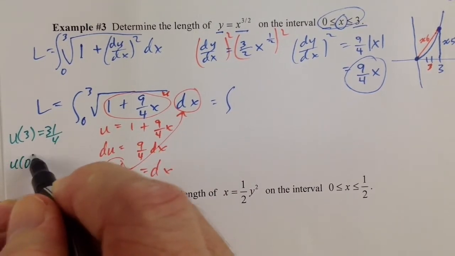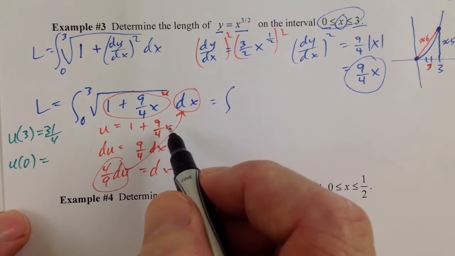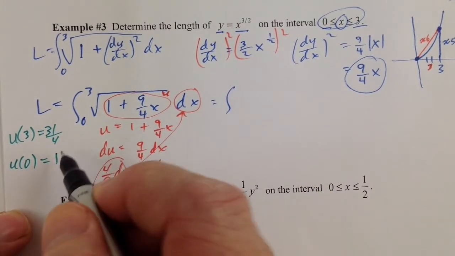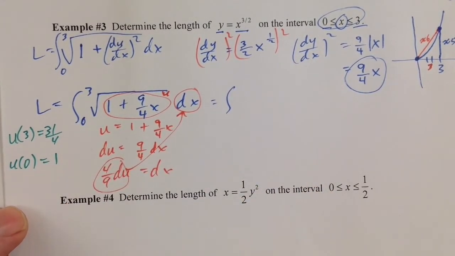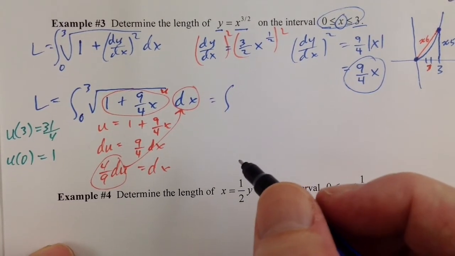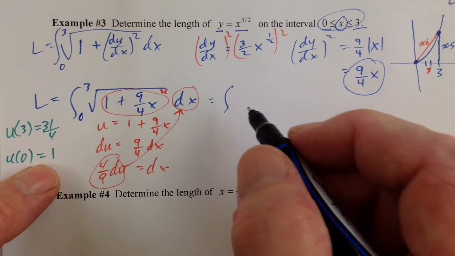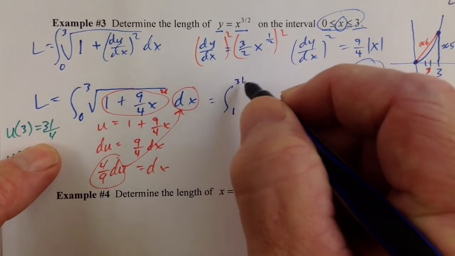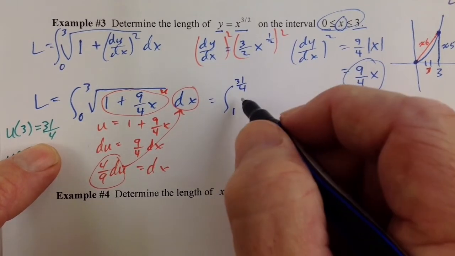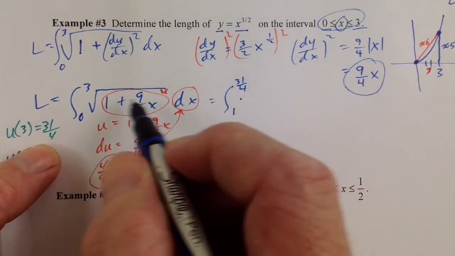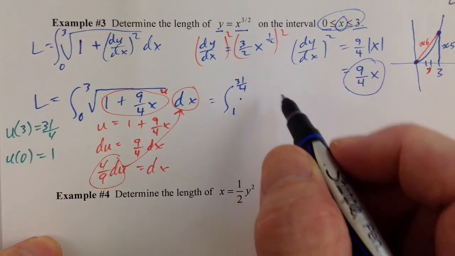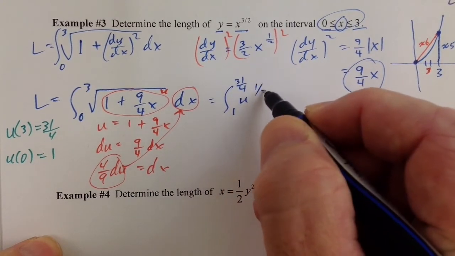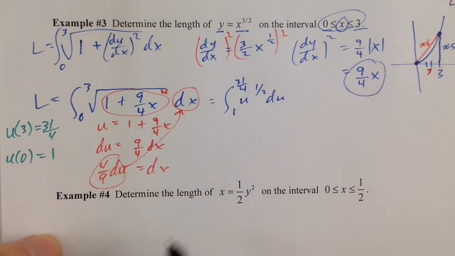Not really happy about that too much, but if we put a 0 in for x, that one makes me happy. So we're going to go u of 0. We're going to try this. If we want to try it a different way later, we can if we run into trouble. So u of 0 is 1. U of 3 is 31 over 4. And then we have our square root of u du. But I'm going to write that, instead of square root, as u to the 1/2 du.